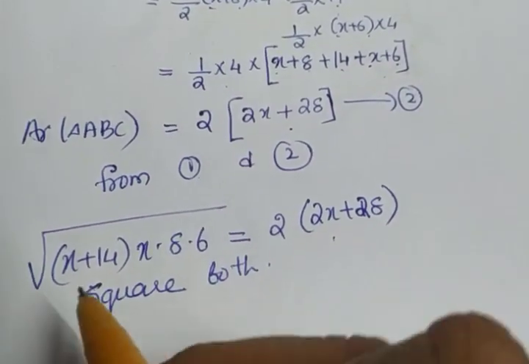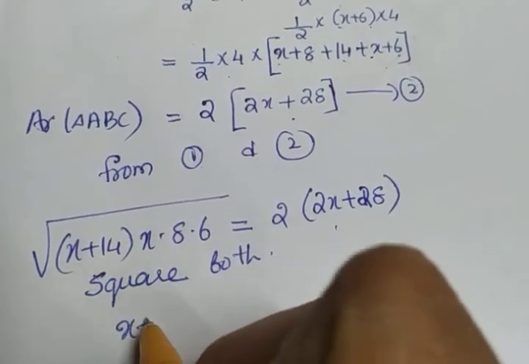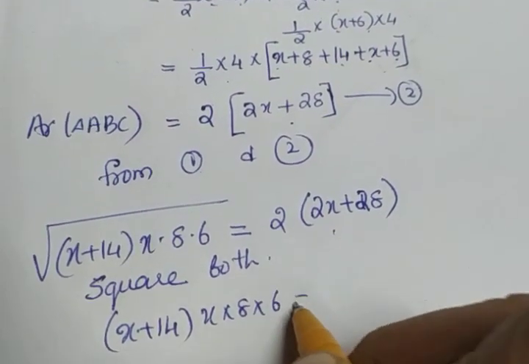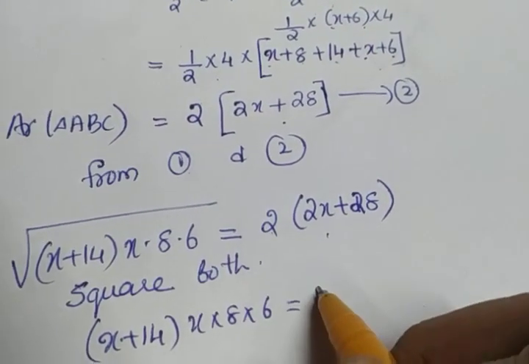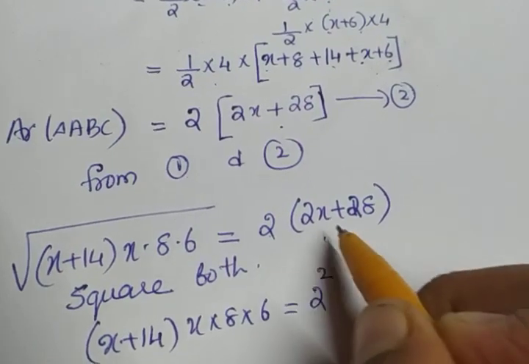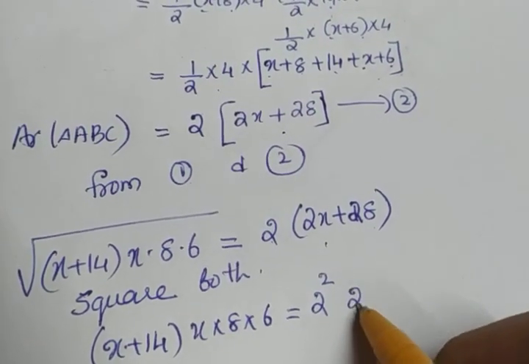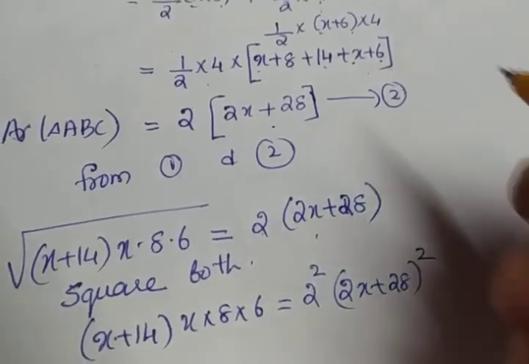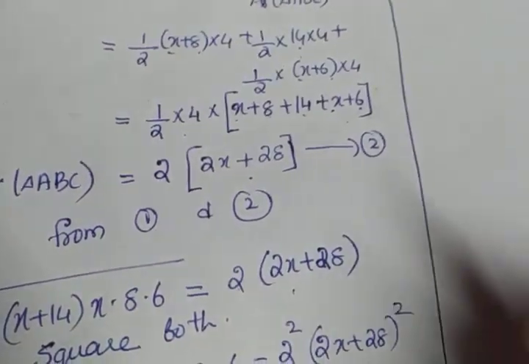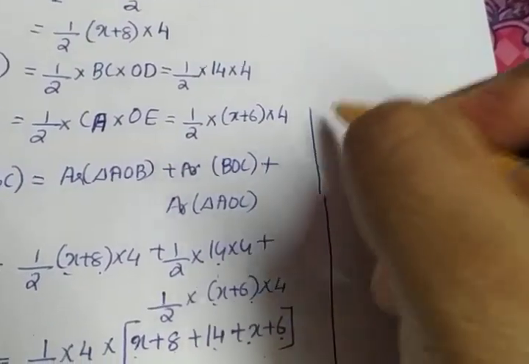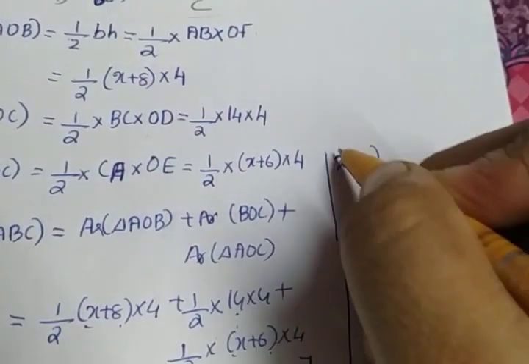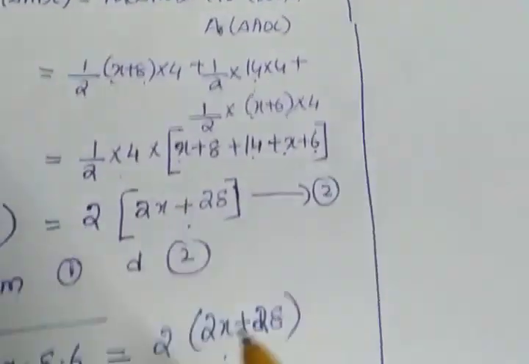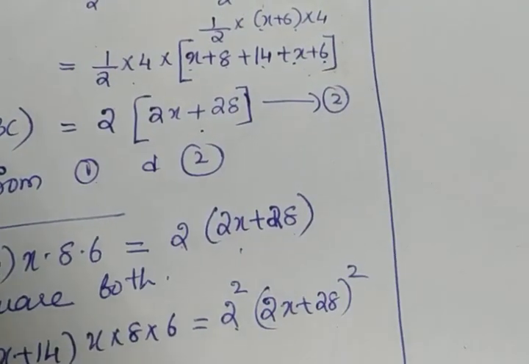So on the left side the square root will go, leaving (x plus 14) into x into 8 into 6, and on the right side we have to square. 2 squared is 2 squared itself, and here we are getting (2x plus 28) the whole squared. So let's simplify to get the value of x. On the left side we are getting (x plus 14) into x into 8 into 6, and on the right side 2 squared is there. 2 squared is 4.